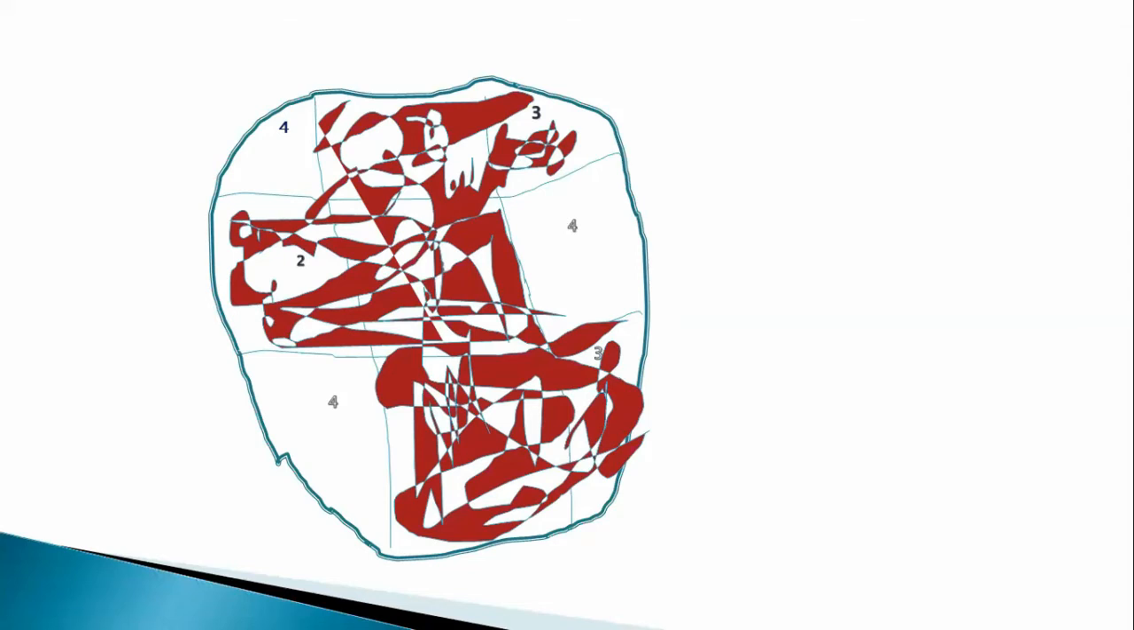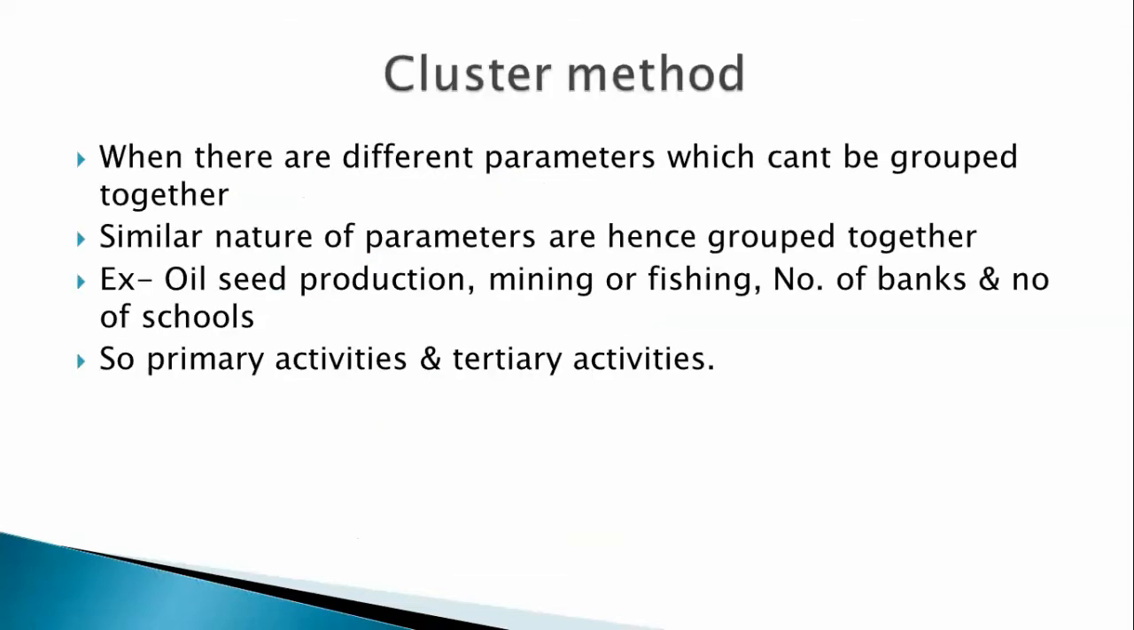So this is one formal region. This red thing is one formal region, and the rest is another region. This is how a formal region is identified.